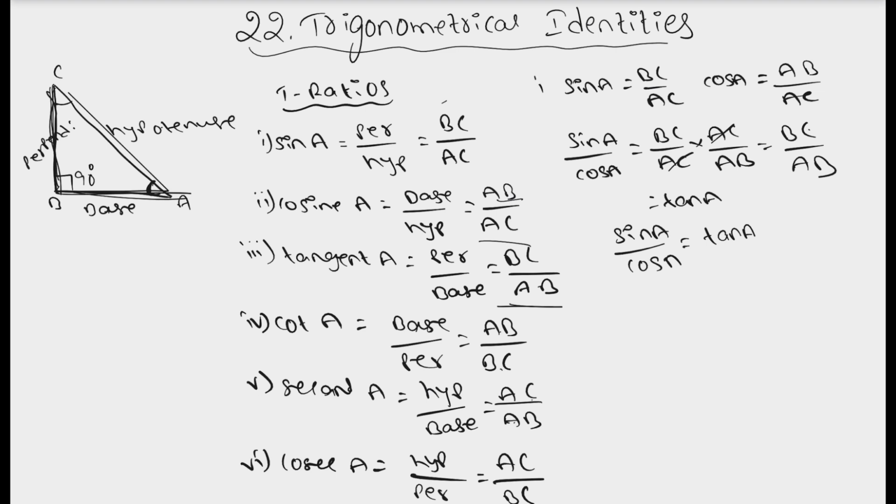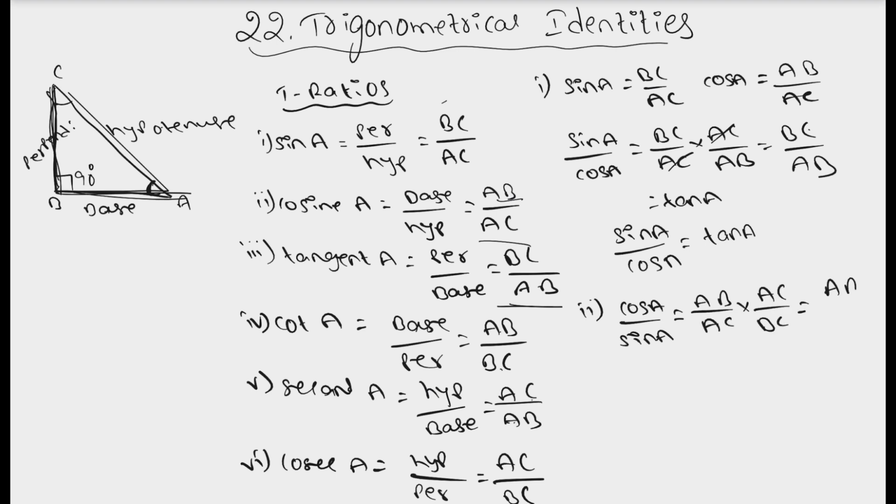The second one in the quotient relations: instead of sine by cos, let's do cos by sine. Cos by sine is AB by AC into AC by BC.